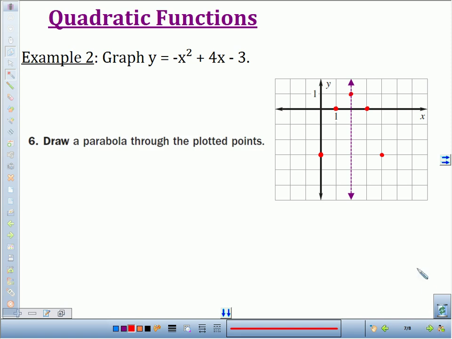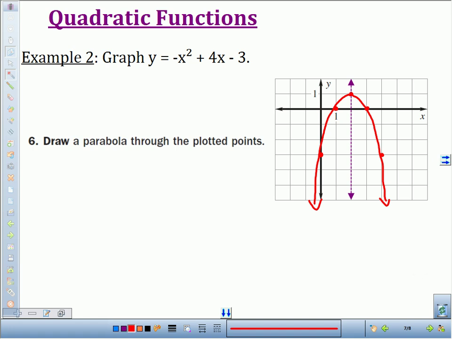All right, one last thing. Now I've got 5 points here, these two, and this one, the vertex and 2 others. And I want to draw a parabola using the plotted points. So that's what I'm going to do next. I'm going to draw a parabola as best I can anyway. Make it look something like this. My parabolas are never very good, but that's okay. There we go. Close enough. So here's the graph of the function y equals negative x squared plus 4x minus 3.